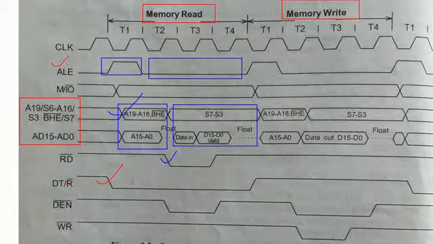So receiving is active low. That's why during the entire period of the memory read cycle, the DT/R bar is in the active low signal status. It is in the active low format.